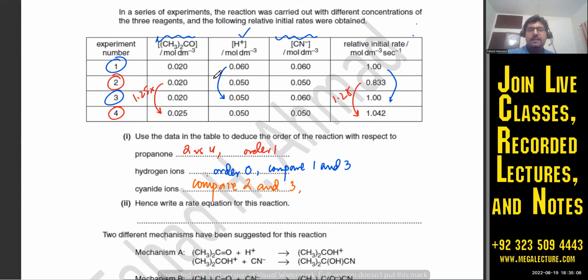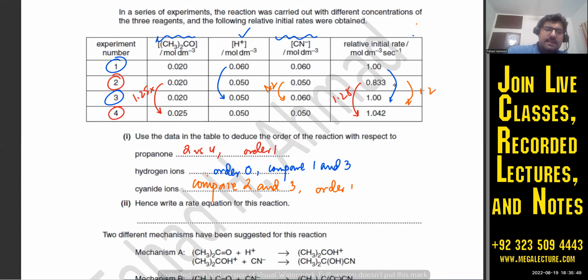So if you compare 2 and 3, the concentration increases by how much? 60 divided by 50. What do you get for 60 divided by 50? That's 1.2, right? So 2 and 3, all the others are constant. This is 0.2, this is 0.2, this is 0.05, this is 0.05. This increases by 1.2. By what amount does the rate increase? I think that's 1.2 as well. That's 1 divided by 0.833. So that is approximately 1.2. So that's order 1 as well.